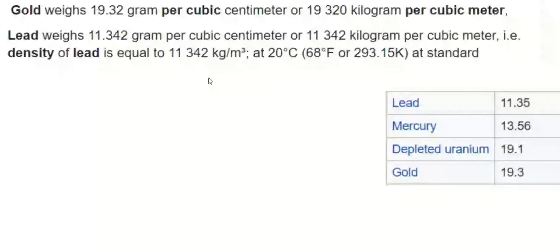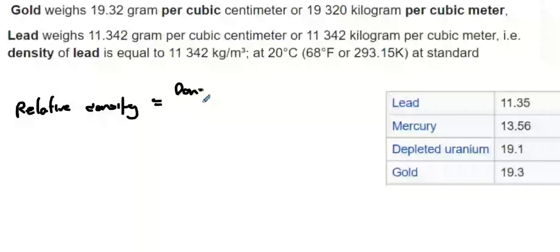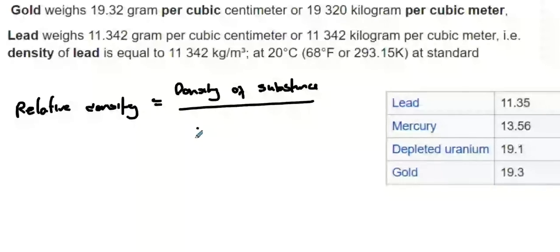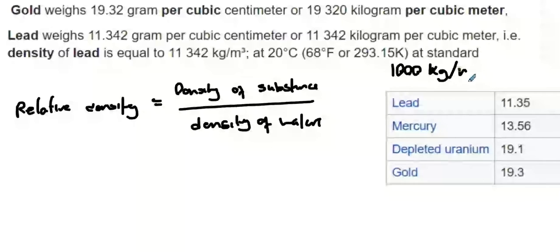I want to talk to you a bit about what's known as relative density, or specific density. Relative density is an object's or substance's density relative to water. So relative density is actually the density of the substance divided by the density of water. Now, the density of water is 1,000 kilograms per meter cubed.